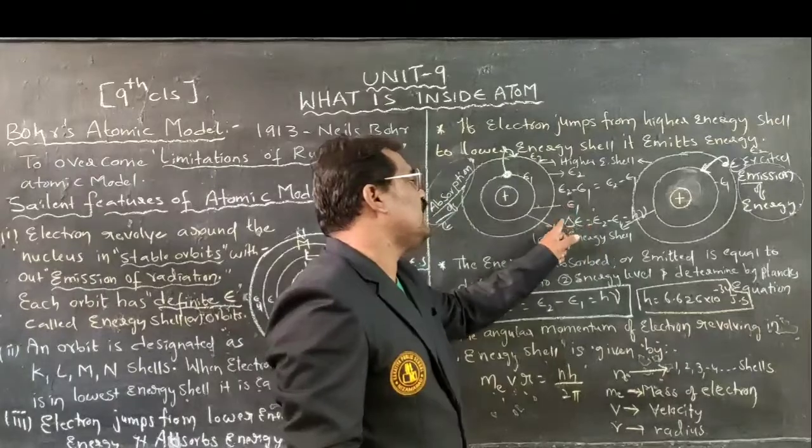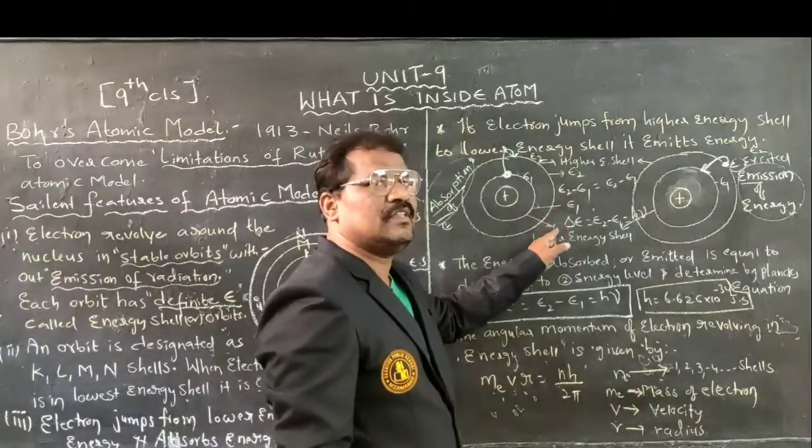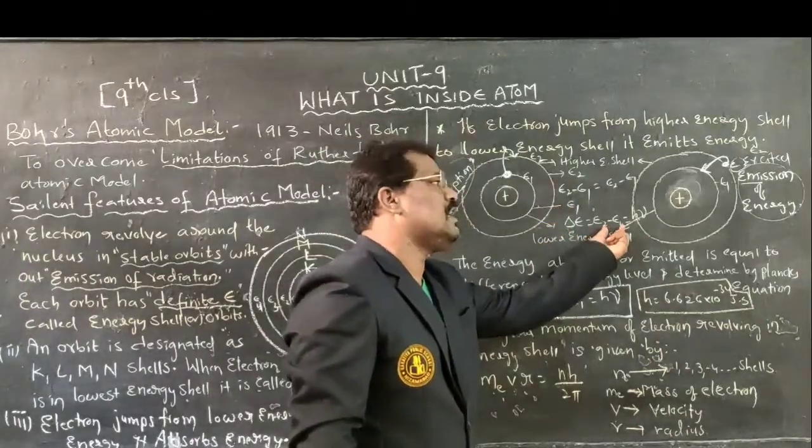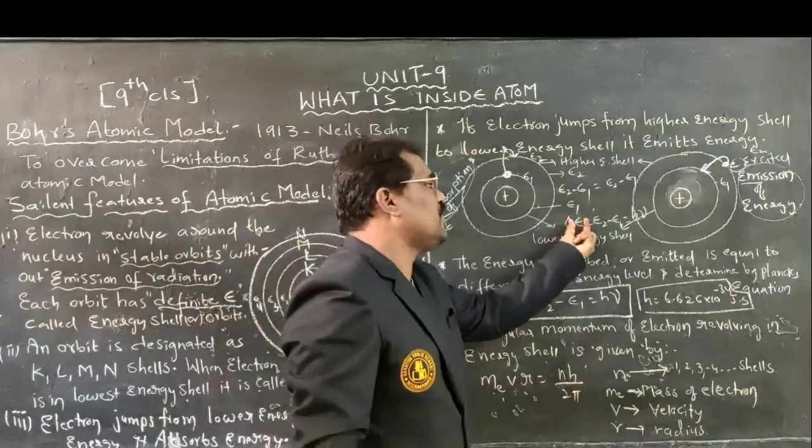Delta indicates the difference in energy. How much difference there is depends upon the energy levels; we can identify how much difference exists.